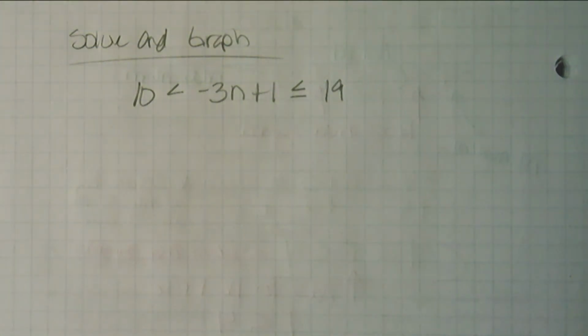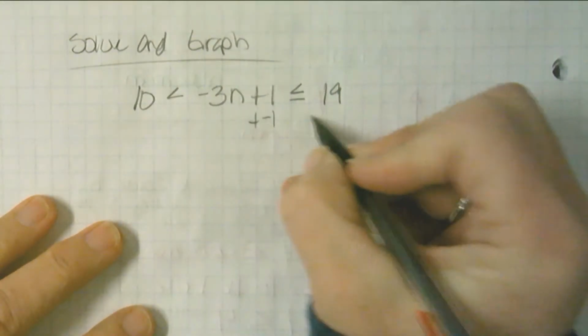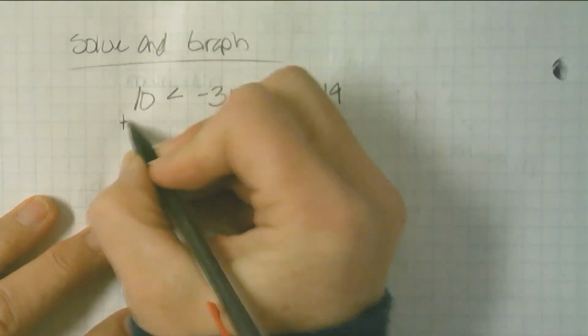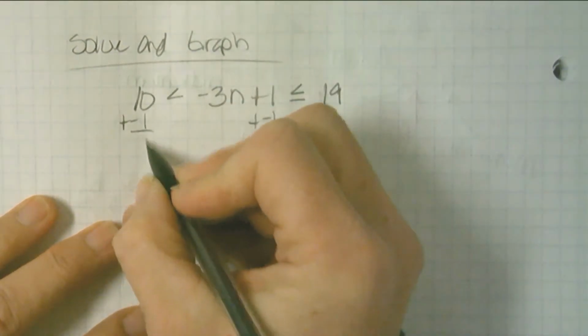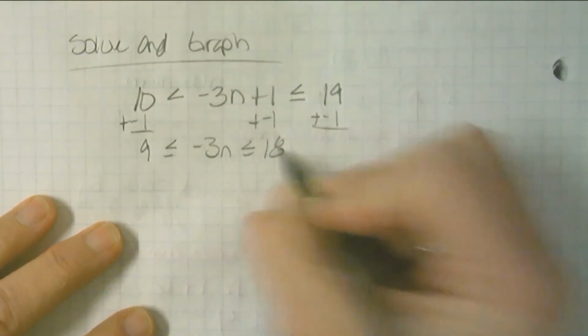All right, somebody help me out. What am I going to start doing first to start solving this? Jacob? Excellent. All 3 sides, right? Yep. So I'm adding negative 1 to all 3 sides. So I end with 9 is less than or equal to negative 3n, which is less than or equal to 18. Now what, Jacob?